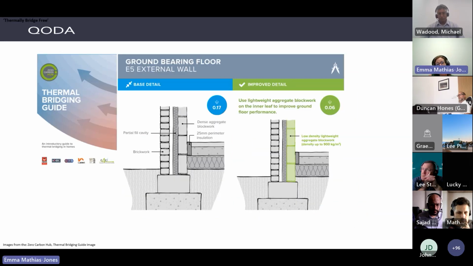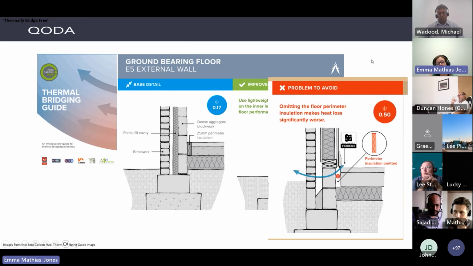The Zero Carbon Hub also has some really good examples of how to improve your details. So you can see here that adding an internal leaf of low density blocks improves your psi value from 0.17 to 0.06. So that's really good. I mean, the insulation in the wall doesn't look particularly thick, so the psi value might actually be a little bit worse if you increase that insulation, but this gives you a good gauge. And then it also talks about problems to avoid, which is handy.